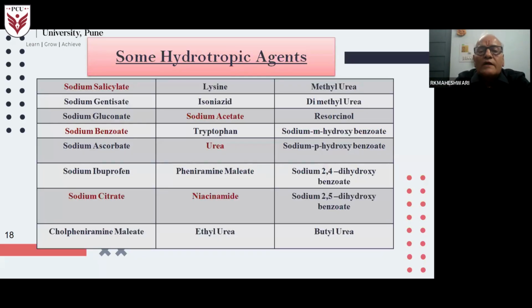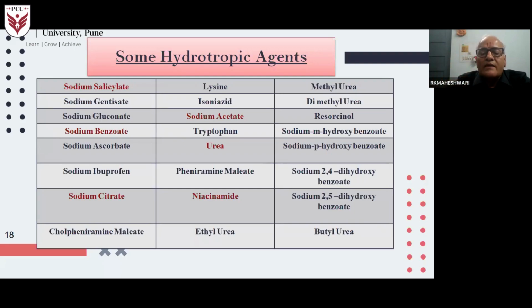Before that, a discussion for the B Pharm students: please listen to this 100-year-old concept known as hydrotropic agent. Maybe you might have read something about hydrotropic solubilization also. So what is this hydrotropic solubilization, which is more than 100 years old? In this slide, you have a list of hydrotropic agents, and I am giving a few examples of hydrotropic solubilization.